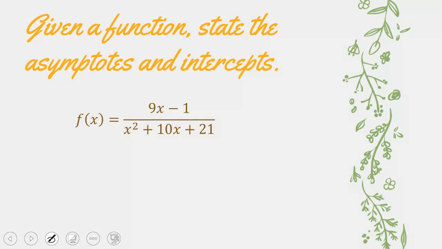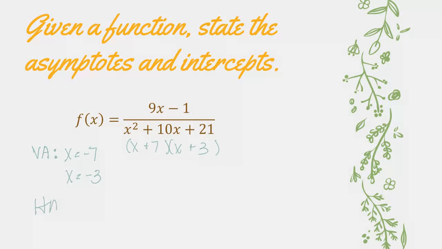Let's try another one. Let's start with our vertical asymptotes here. Again, I'm going to factor the bottom. What are the factors of 21 and 10? So x plus 7 and x plus 3, which means that I have an asymptote at negative 7 and at negative 3. My horizontal asymptote is again going to be y equals 0, because the numerator's degree is smaller than the denominator's degree. My x-intercept, I'm going to make that numerator equal to 0. 9x minus 1 is equal to 0. I'm going to solve that, and I'm going to get 1/9.